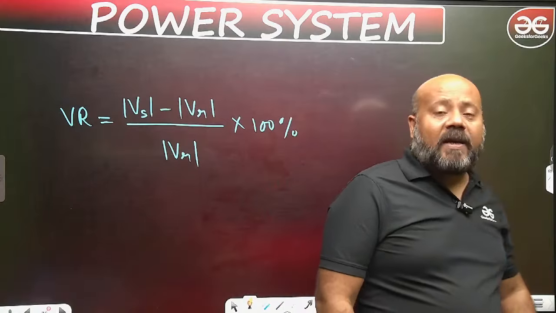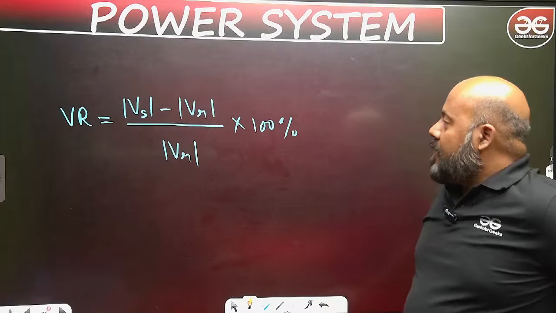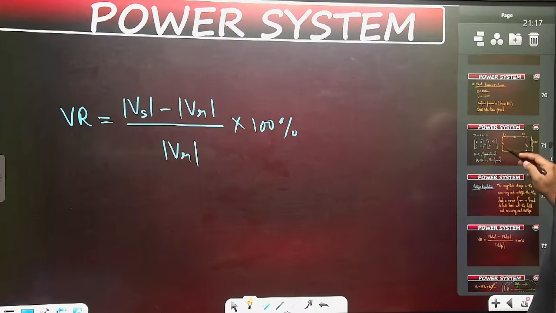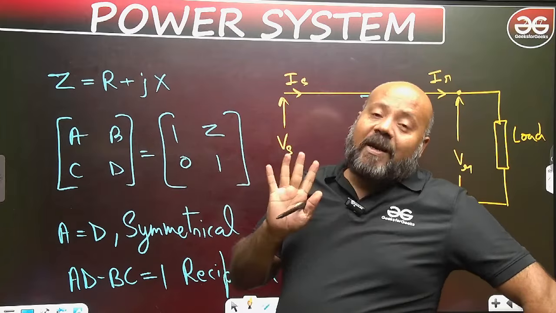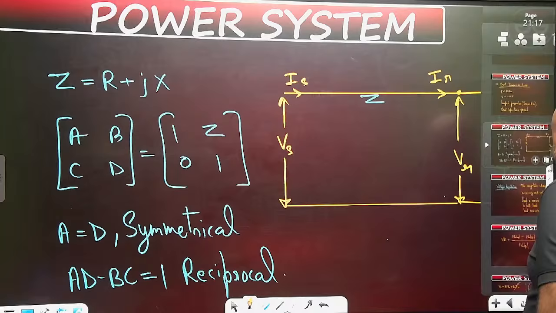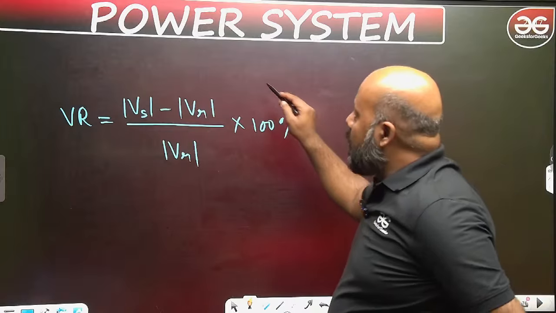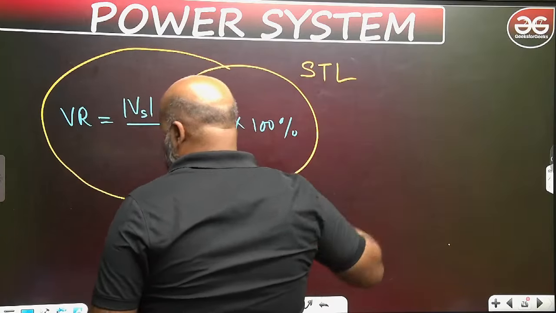Yes or no? And for our short transmission line, we have seen the ABCD parameters, and the A parameter is 1. If the A parameter is 1, it means for your short transmission line, you can directly use this formula.